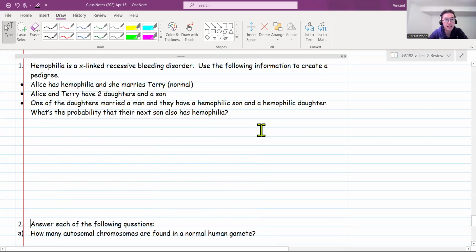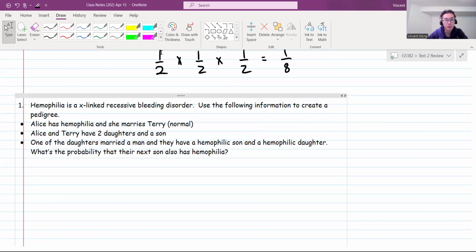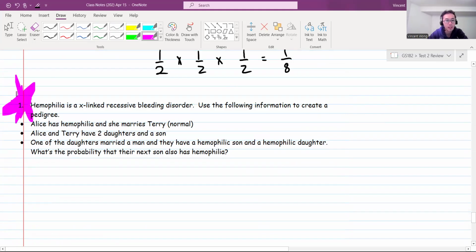Hemophilia is an X-linked recessive bleeding disorder. Use the following information to create a pedigree. Okay, you should know this one as well. I mean, you should know everything on the package for real, but these ones, you absolutely must know. Hemophilia is an X-linked recessive bleeding disorder, much like colorblindness. Use the following information to create a pedigree.